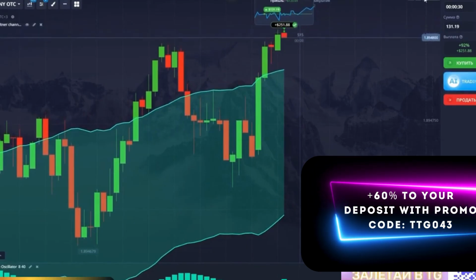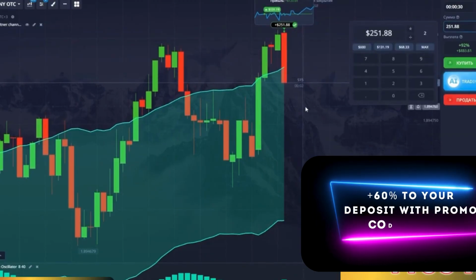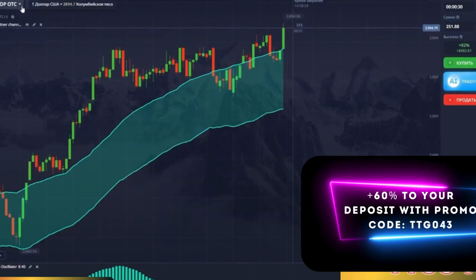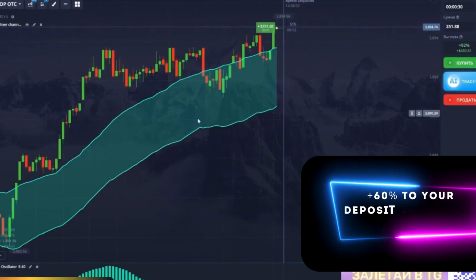Guys, I started with a deposit of just $10. I'm increasing the trade amount again to the entire balance. I press the max button and look for the next opportunity. The next currency pair is US dollar Colombian peso. I'm opening a buy trade for 30 seconds with an amount of $251.88.